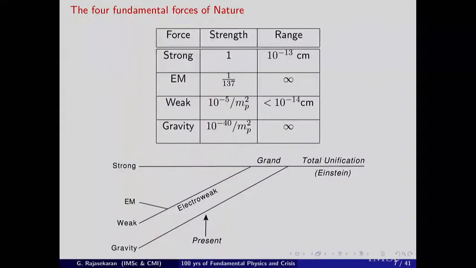Next comes electromagnetic force, which is two orders of magnitude weaker than strong force, and it is measured by the so-called fine structure constant, 1 over 137. It is electromagnetism which binds the nuclei to the electrons and makes atoms. And it binds atoms to form molecules, and binds molecules to form solids, liquids, and gases, all forms of matter. So in the study of matter, electromagnetism is the force which you are studying. Actually, all the forces which you already know, like elasticity, viscosity, surface tension, are all manifestations of electromagnetism only. The range of electromagnetism is infinite.